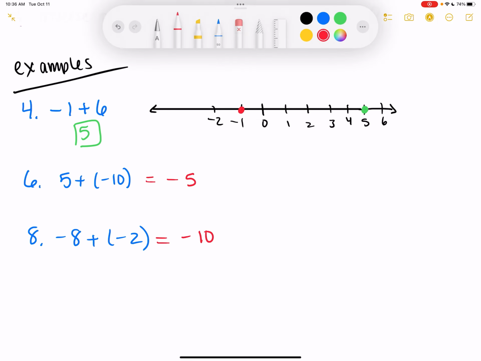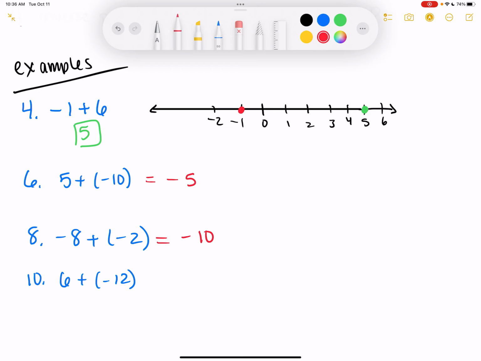Number 10, 6 plus negative 12. So this would be, again, we can ignore the plus sign in the middle. We can just say 6 minus 12. So what would that be? Yep, negative 6. So always remember when they have opposite signs, the answer has the sign of the biggest number. If they have the same sign, it's whatever the sign was that you started with. Okay?